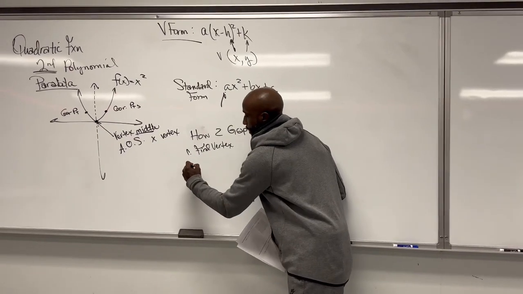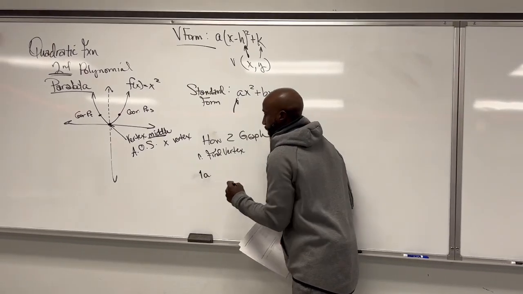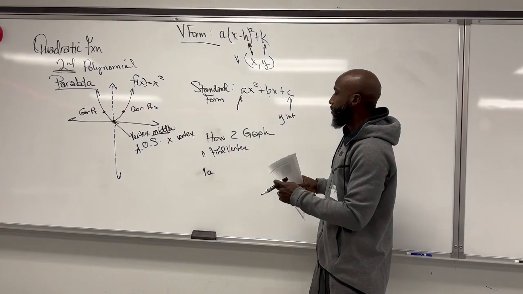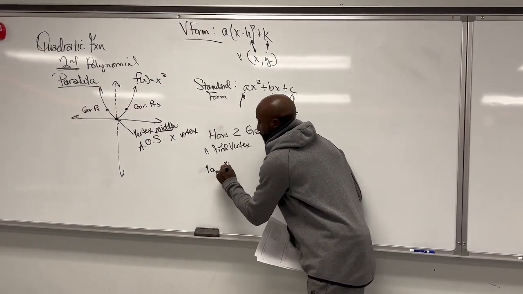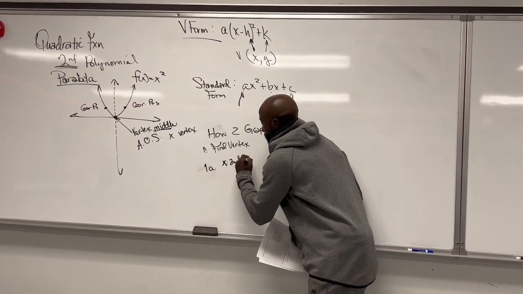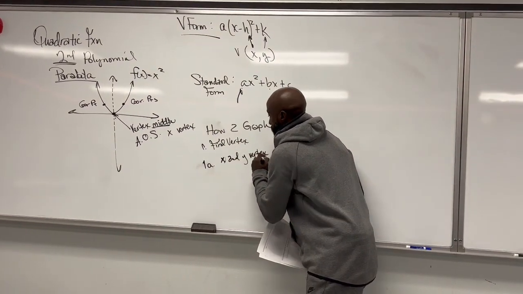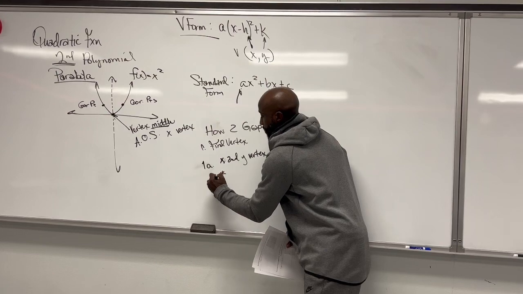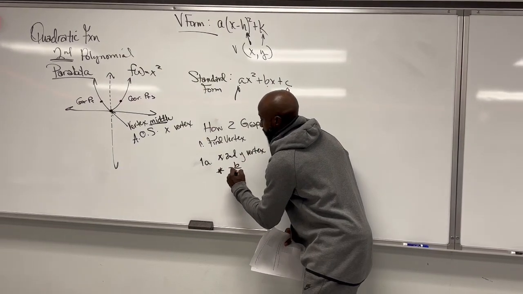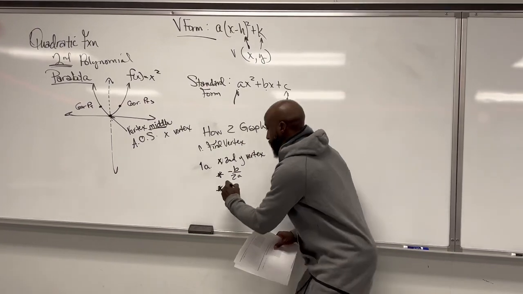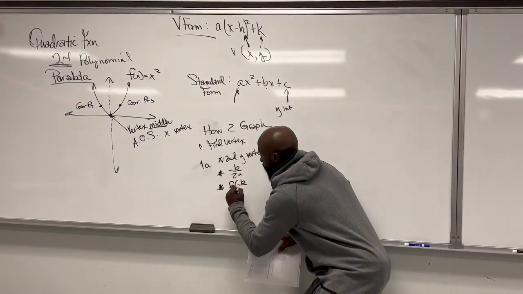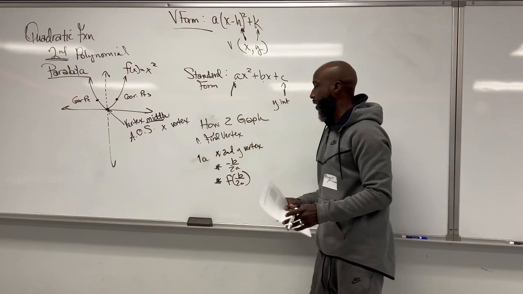So we'll call this 1A. In standard form, we'll have to find the x and the y of the vertex. The x of the vertex, you have to use negative b over 2a, and the y of the vertex, you have to substitute negative b over 2a, so it'd be f of negative b over 2a, and that's what we're going to look at in a second.